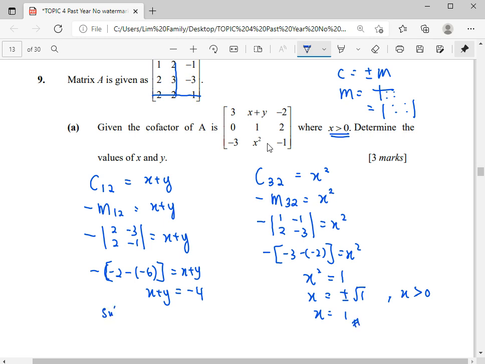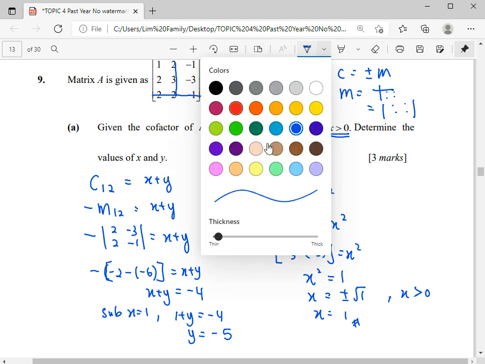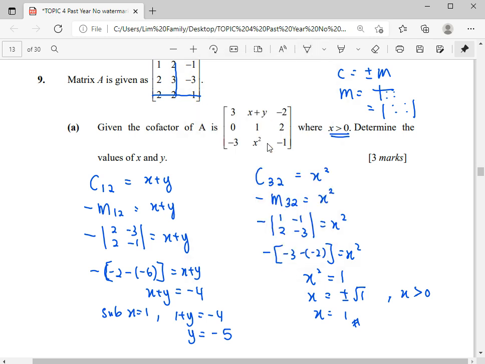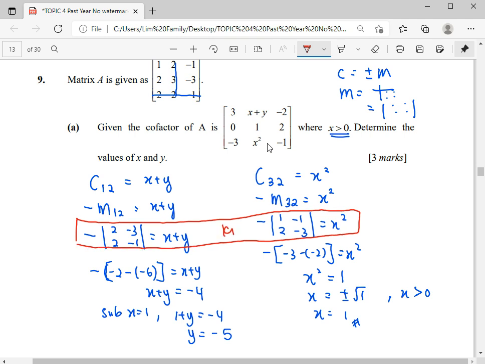So we will substitute x equals 1 here. 1 plus y equals negative 4. So y will equal negative 5. So this is how we do our cofactor concept. So we see here what is the important concept. First of all, how we express our cofactor for both pieces of information. This is our concept, just the formula only. So we have to see how you apply your concept, and then find out your answer, x and y.